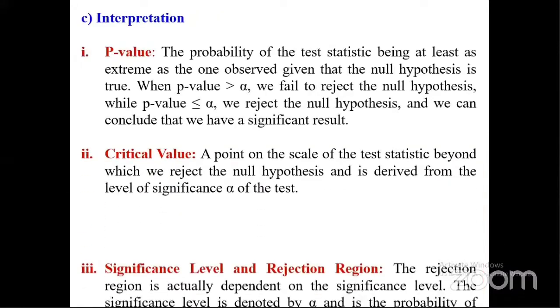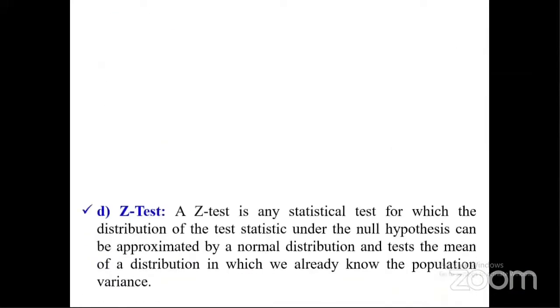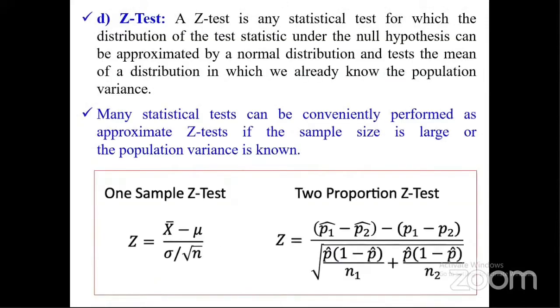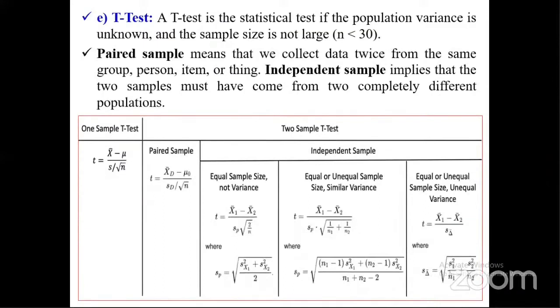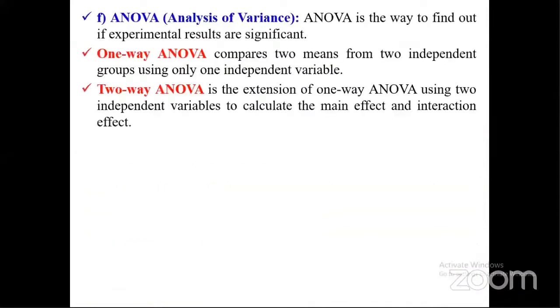For interpretation purposes, we are using p-value, critical value, significance levels, and rejection region. Z-test, I think everybody knows why we are using Z-test, whether it is one sample Z-test or two proportion Z-test. And t-test also we are using in statistical tests. If the population variance is unknown and the sample size is not large, n less than 30, then we are using t-test. And ANOVA test, I think everybody knows ANOVA, analysis of variance.